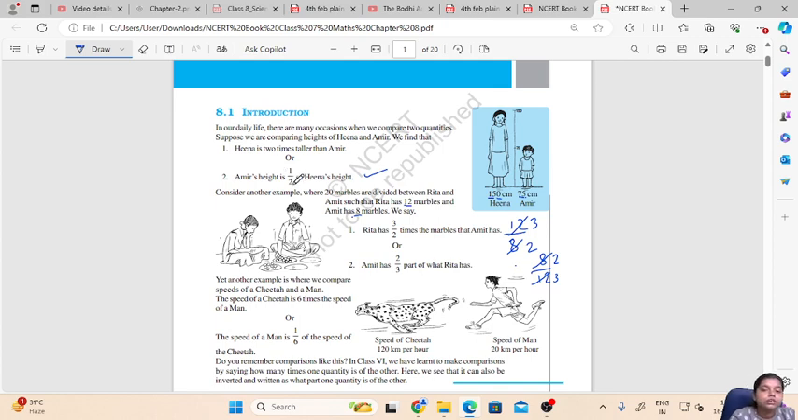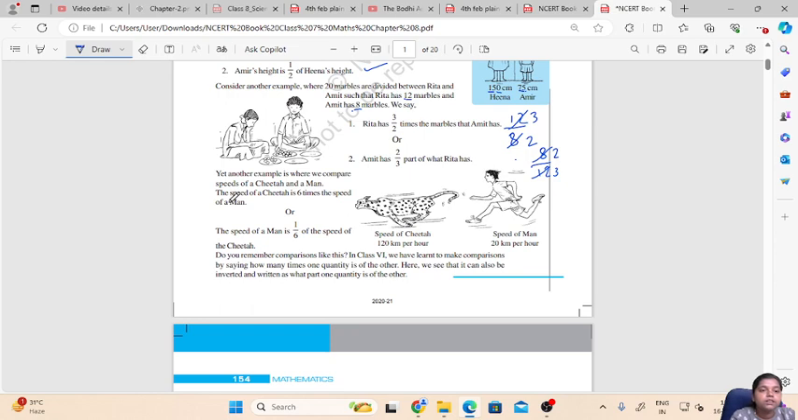Understood? Here is one more example they have given: we compare the speed of a cheetah and a man. They have told that the speed of a cheetah is 6 times the speed of a man. So how can we say the speed of a man is 1 by 6 of the speed of the cheetah? 1 is the speed of the man, and 6, here we are comparing it with the 6, that is the speed of the cheetah, 6 times higher.